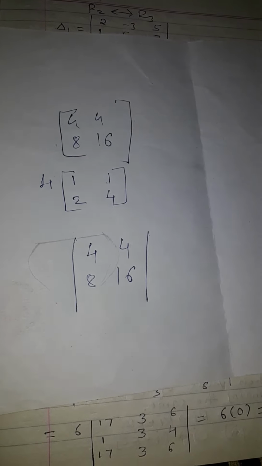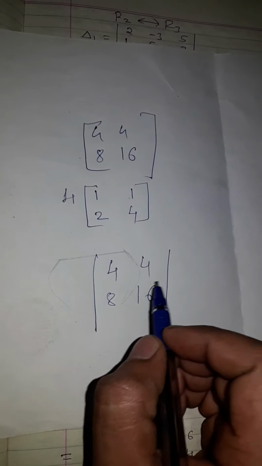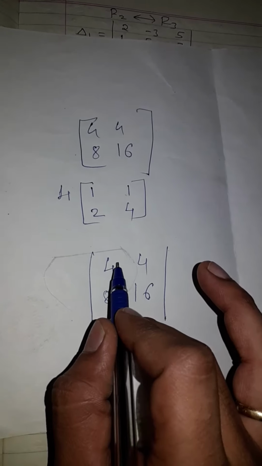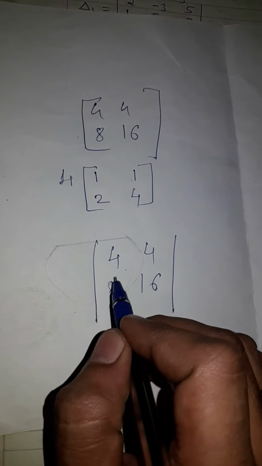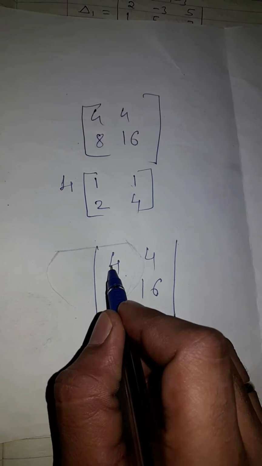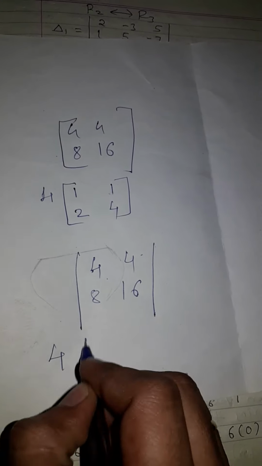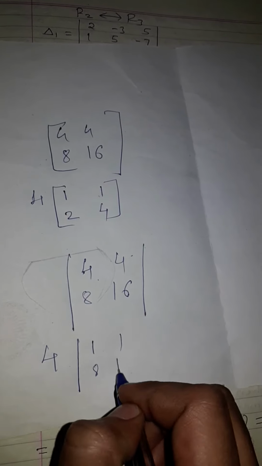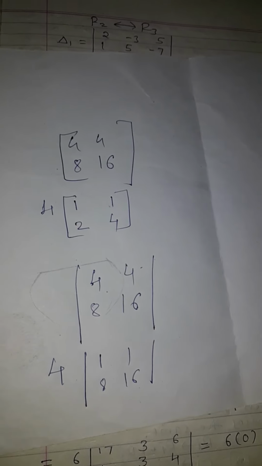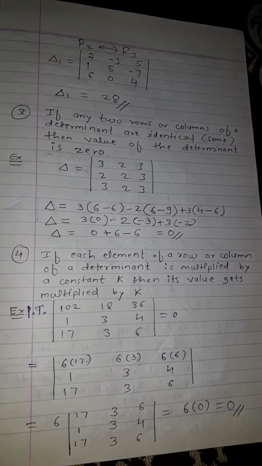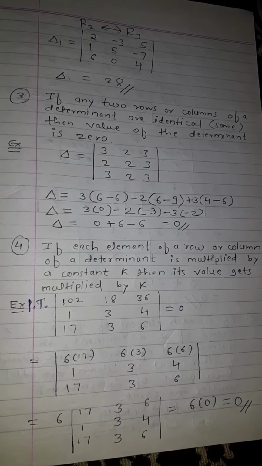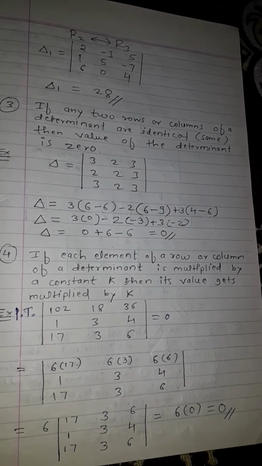But suppose if it is a determinant, with the same 4, 4, 8, 16, then in this you are not able to take that 4 common throughout the determinant. What you can do is take any common element from a row or from a column. Here in the row it is possible, here also 4, here also 4, so you can take out 4 as common, then you are left with 1, 1, 8, 16. I hope you understood. In a determinant we can take the common elements from a particular row or from a particular column.